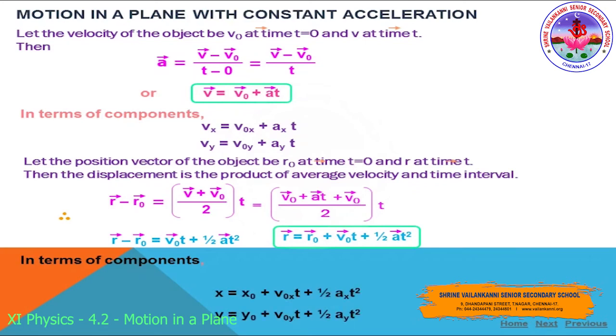In terms of x and y we will get x equal to x naught plus v naught x t plus half ax t square, and y equal to y naught plus v naught y t plus half ay t square.